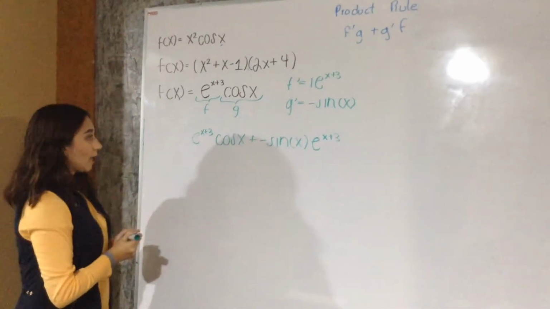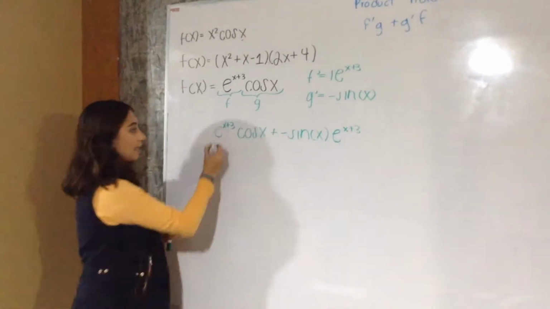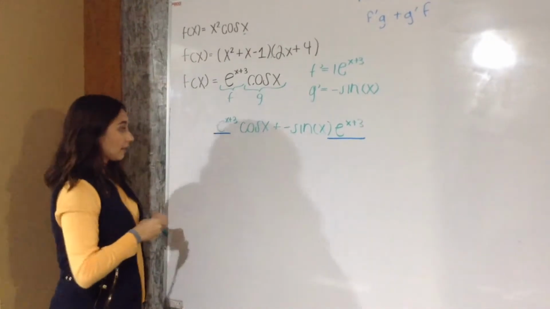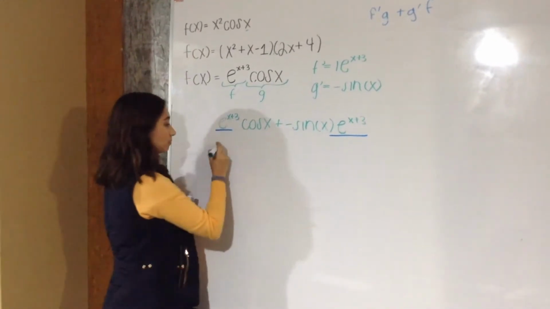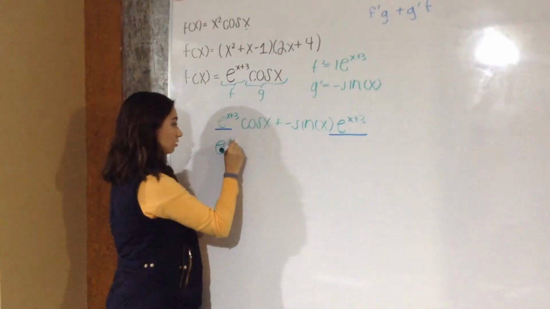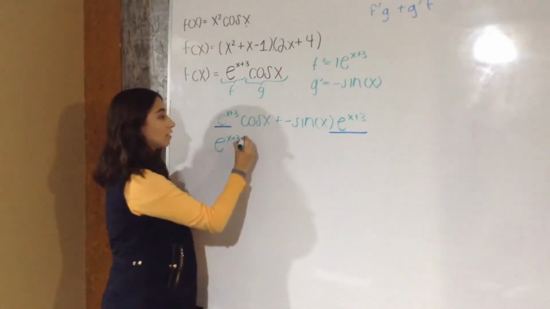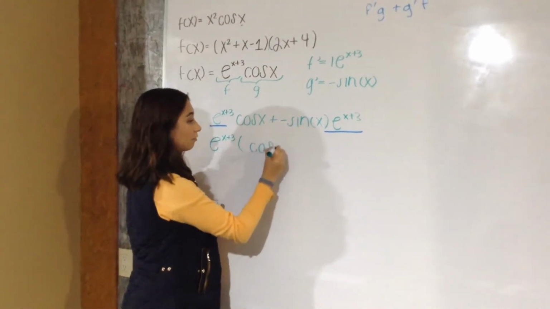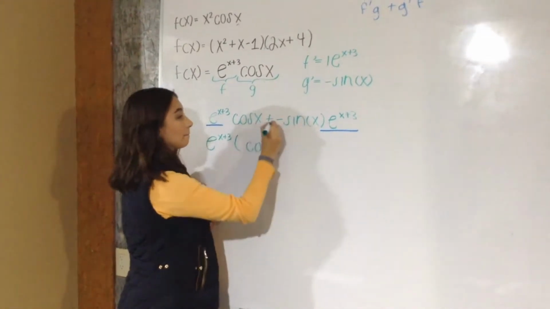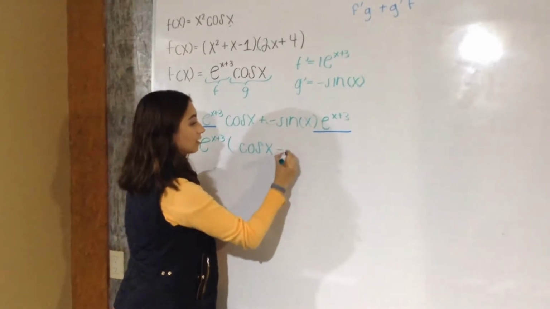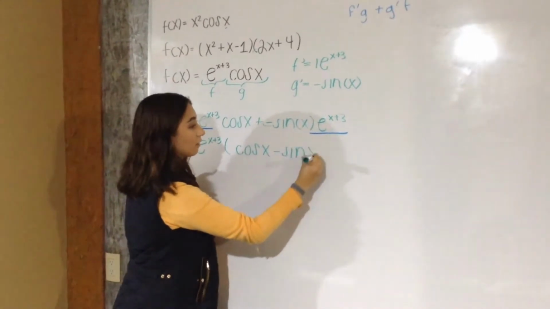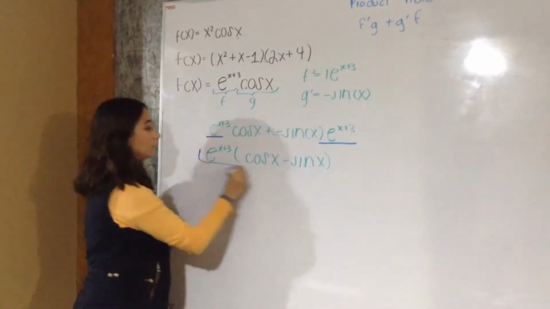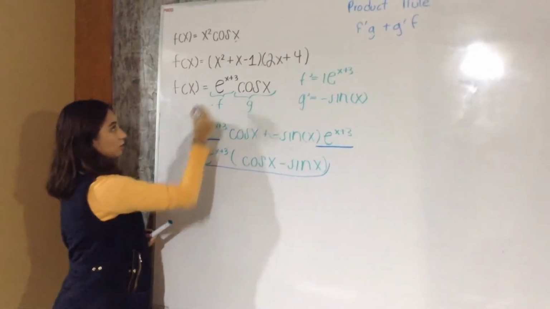As you can see, we have a common factor here, this one. So we are going to get the common factor out, and inside of my parentheses I'm going to have cosine of x minus sine of x, and this is the derivative of my function.